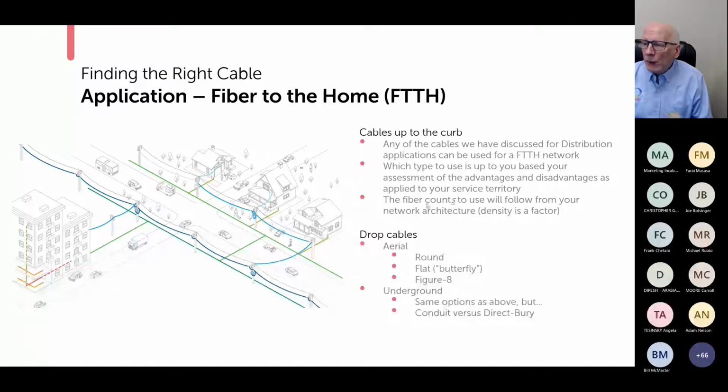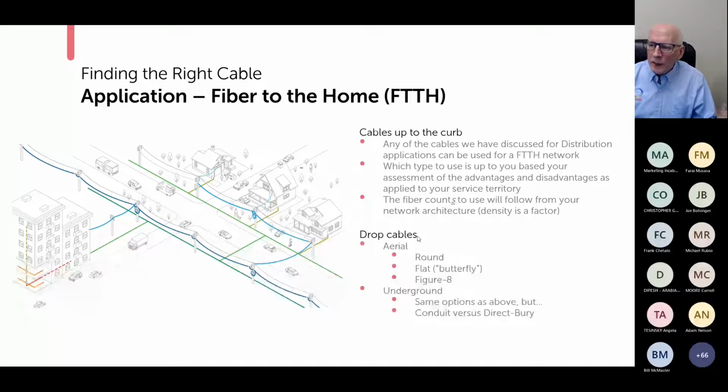You will have multiple fiber counts, and which fiber counts you use is going to depend upon how you have designed your network, so what your network architecture is. And then the density of your service area is a big factor there. So we don't really need to talk about these cables anymore because we've already talked about them all. What we do need to talk about is the drop cables, so the cables that you use to go from the curb to the house or to, say, an apartment building or a business or something like that.